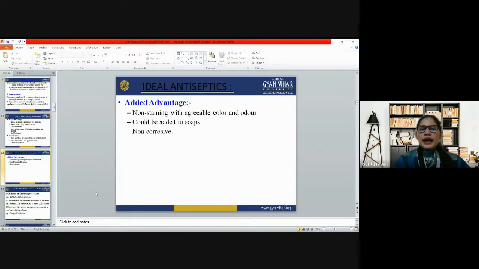Now, what are ideal antiseptics? So, the added advantages of an ideal antiseptic are that it should be non-staining, with an agreeable color and odor. They could be added to soaps and should be non-corrosive in nature.